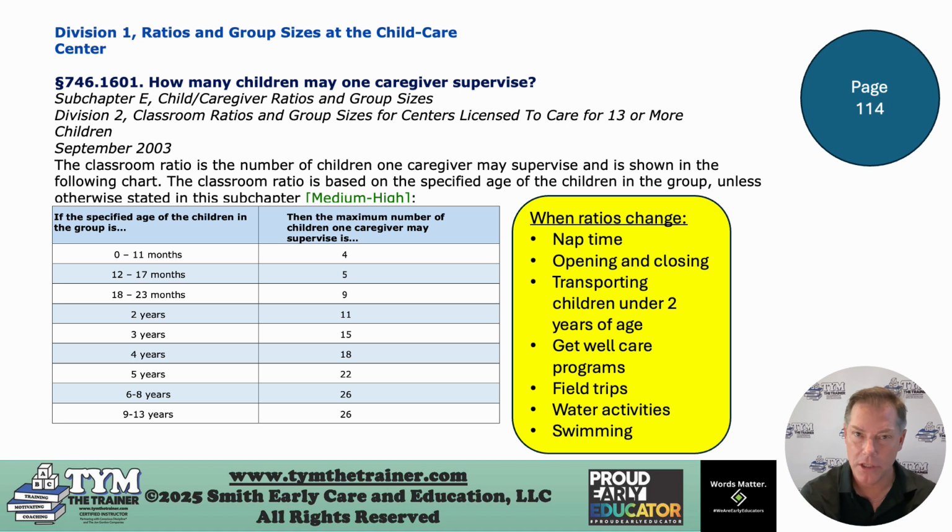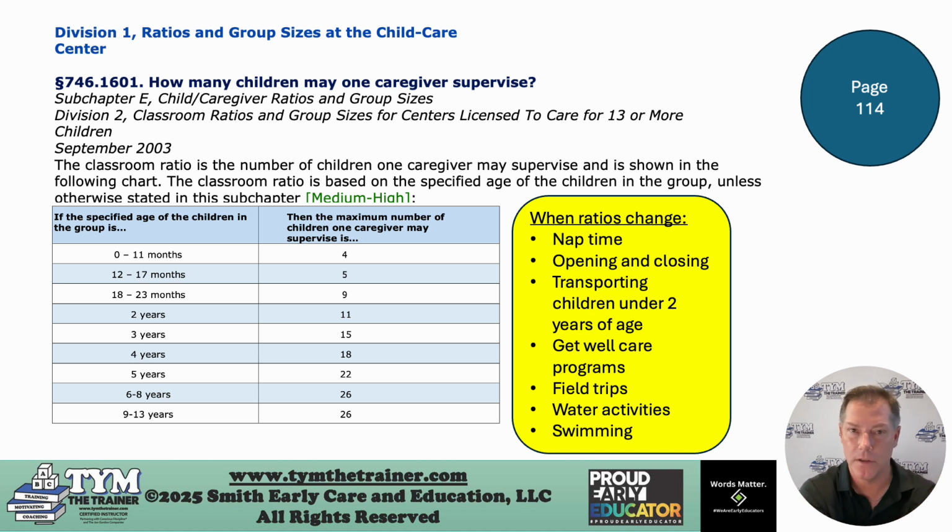If you're transporting children under the age of 2, you must have an additional adult on the vehicle in addition to the driver. I don't know a lot of people that transport children under the age of 2, but if you are doing that, you have to have that extra adult. If you have a special permit to have ill children in your school, that's called a Get Well Care program, and you do have to have a special permit to be able to do this. Then you do have a lower ratio at that point.